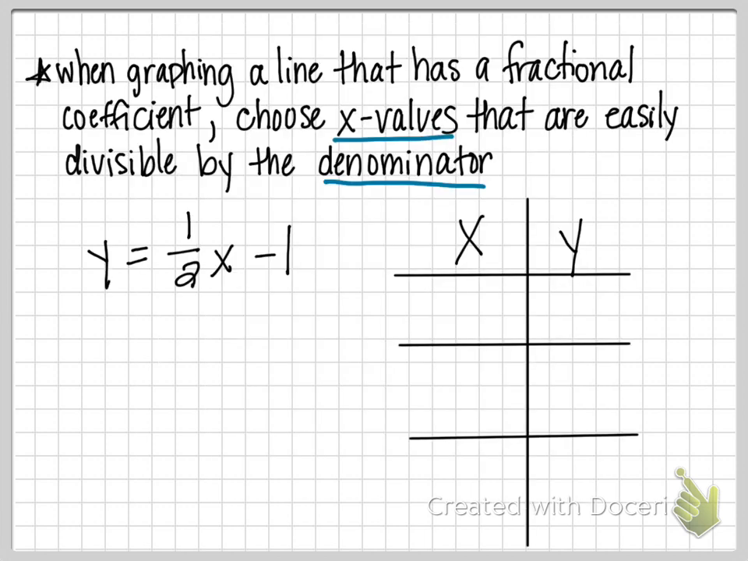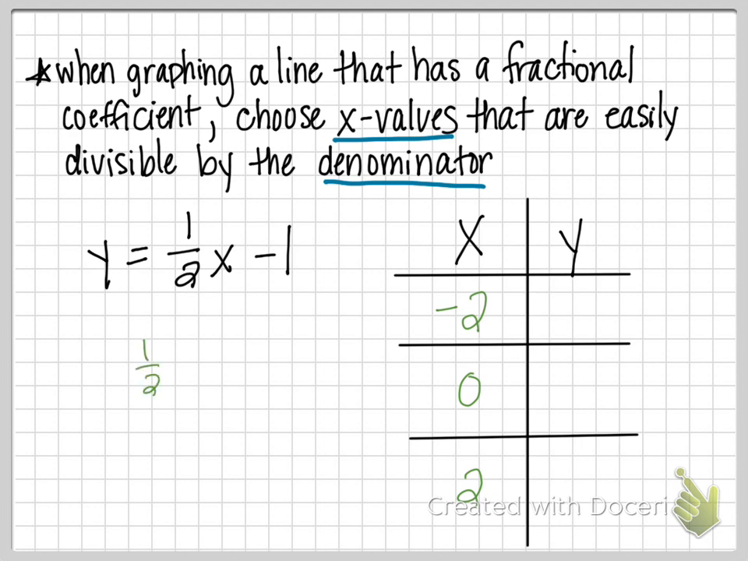For example, I would choose, instead of -1, I would choose -2. I would still choose 0, because 0 is always easy. When you multiply a fraction by 0, you get 0. And maybe +2. Or maybe 0, 2, and 4, or something like that, because 2 and 4 are both easily divisible by this denominator of 2. So let's do the math with each of these.